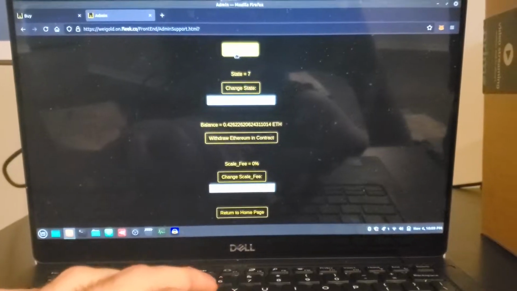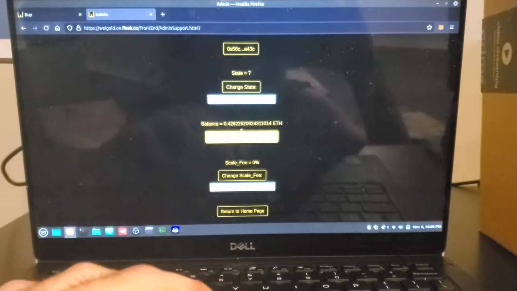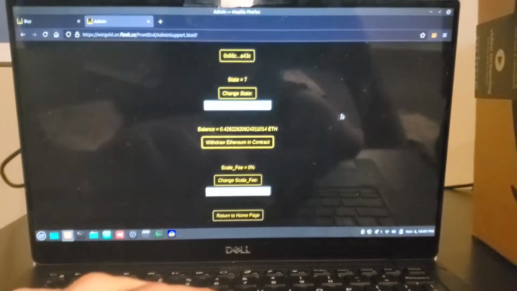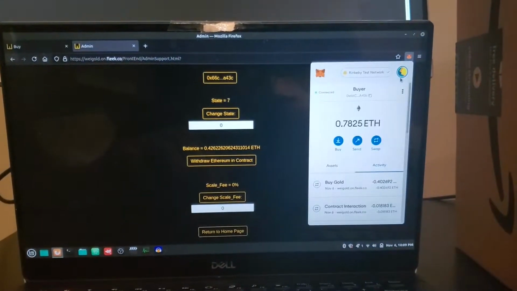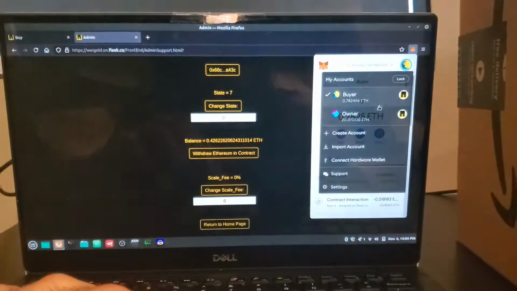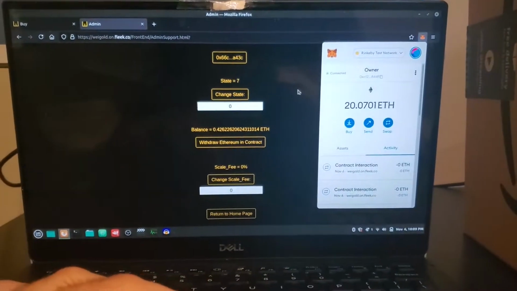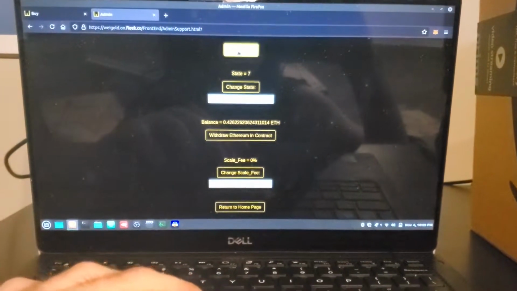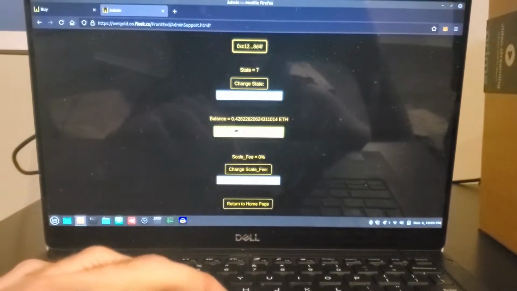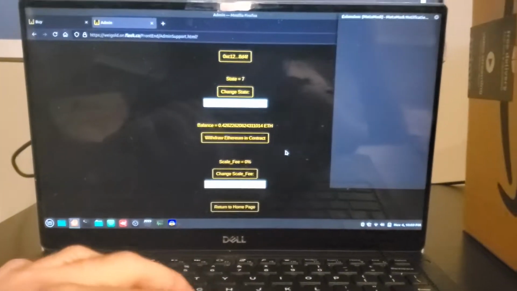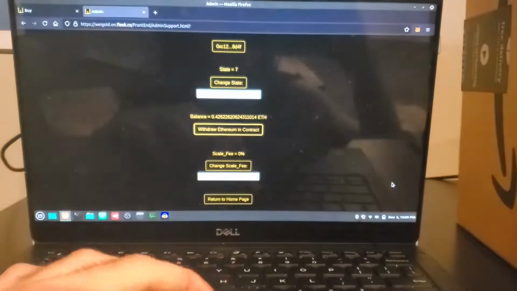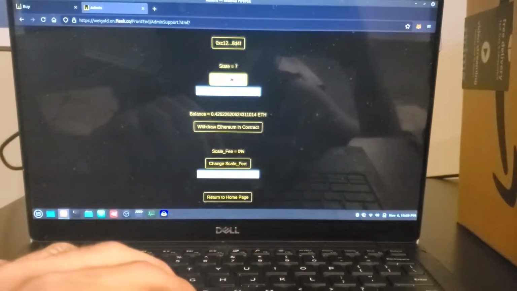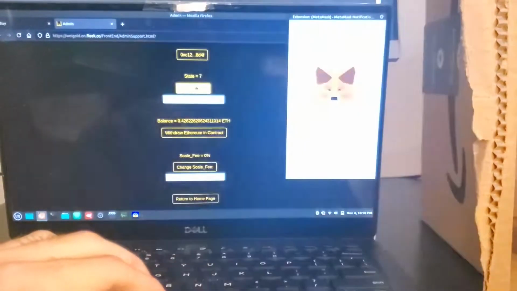Let's try to steal the funds. So if I'm a buyer, it's going to say, hey, you're not the owner. So I have to become the owner to access the funds. Okay, now I'm going to change accounts, withdraw. Okay, while that loads, I'm going to reset the state of the servos.